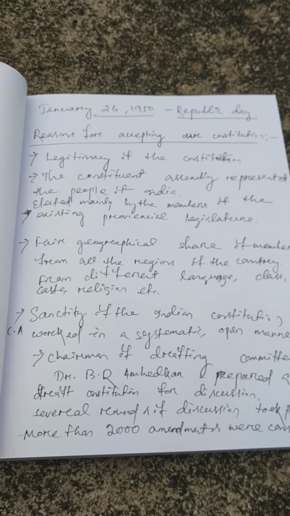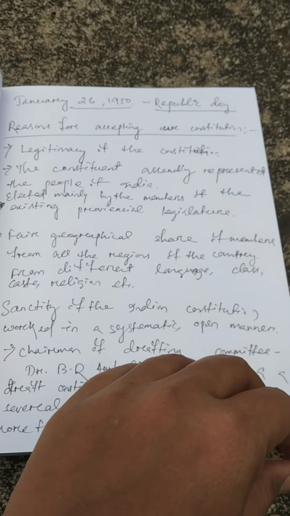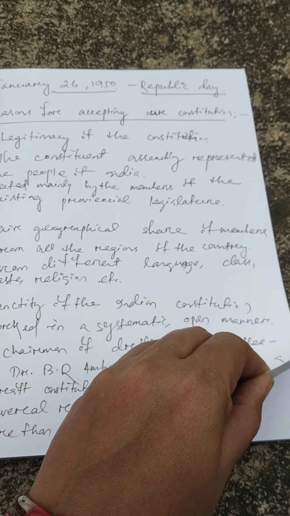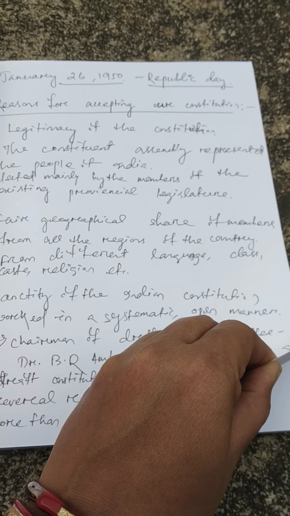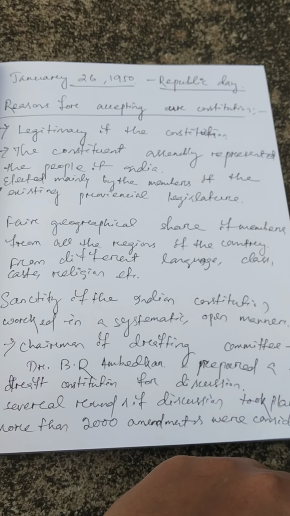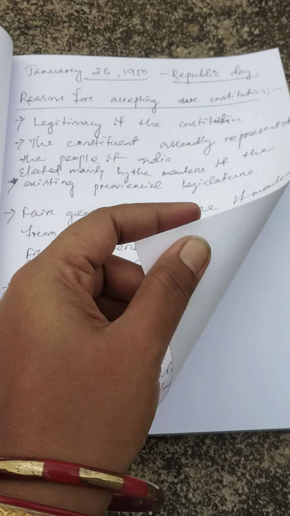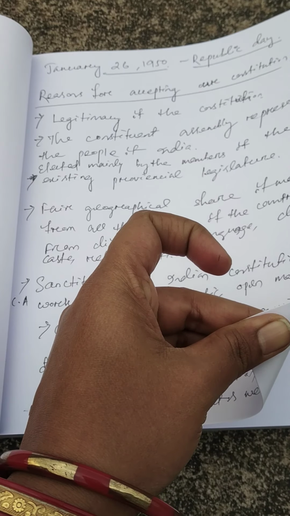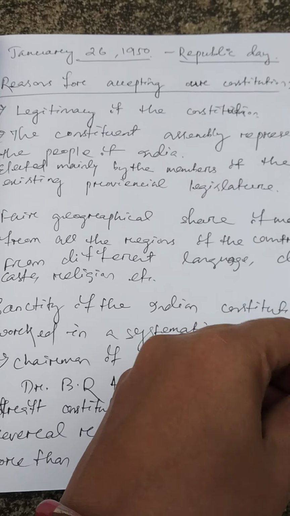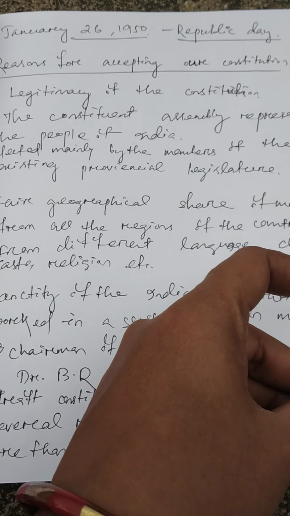More than 2,000 amendments were considered. Before the constitution came into effect, 2,000 amendments were considered and several meetings were held for the discussion of the constitution. So the constitution is very transparent and pure in nature.